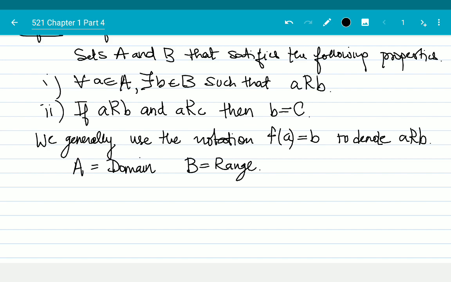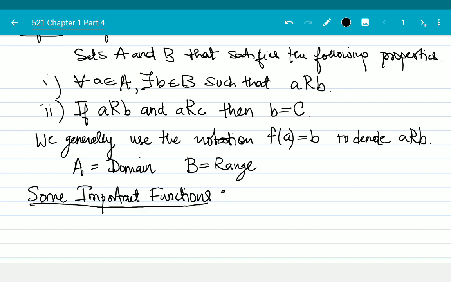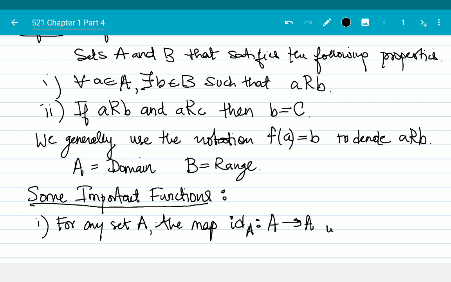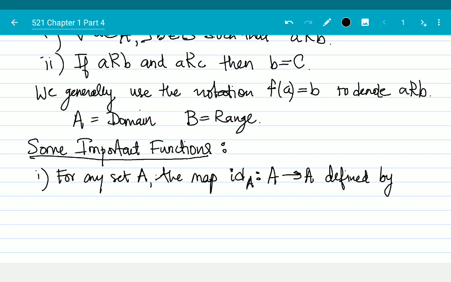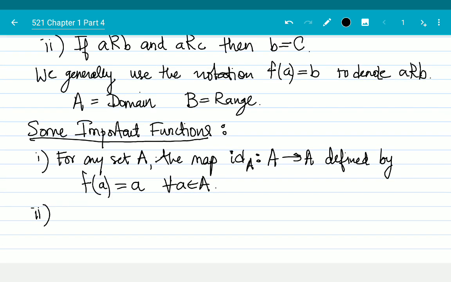Some important definitions, some important functions. First, for any set A, the identity function, the identity map, generally denoted by I_A, is the function from A to A, which is defined by f of a is equal to a for every a in A. Okay, so this function just sends everything to itself, and that is the nice map.